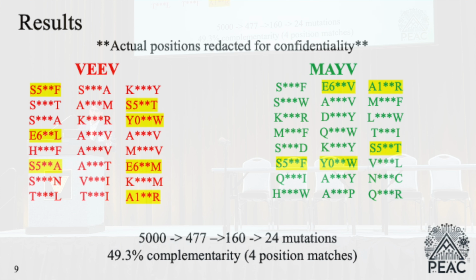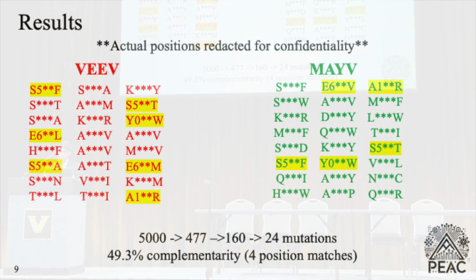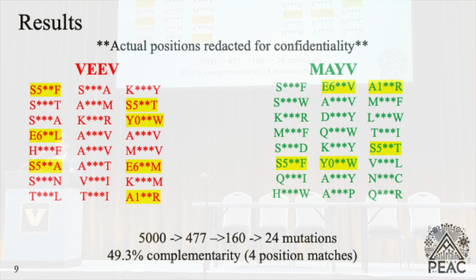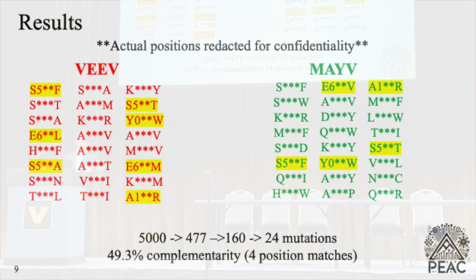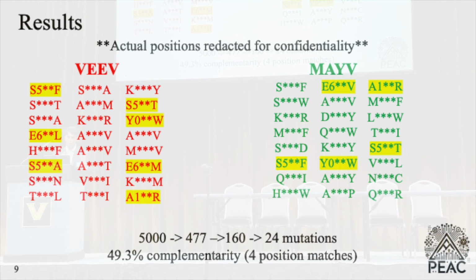I just like to appreciate the fact that we've come from 5,000 computational mutations, and we filtered it down to 477, 160, and then 24 mutations. An important thing to notice also is that there's about a 49.3% complementarity between VIV and MAV.